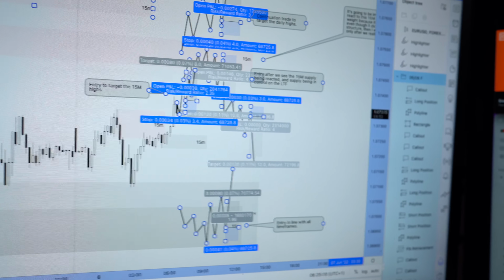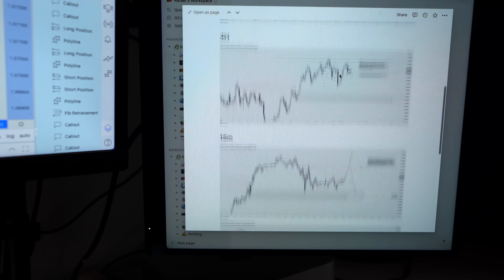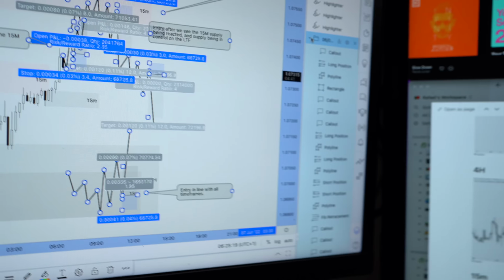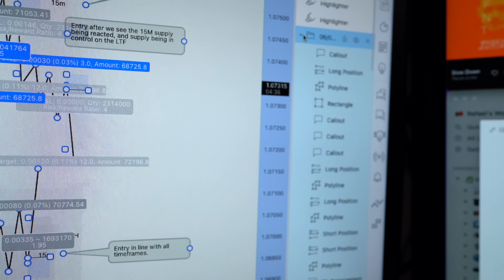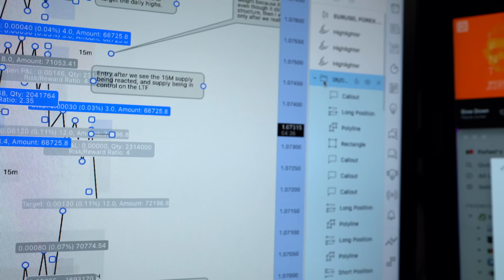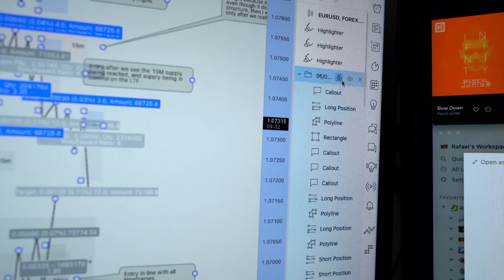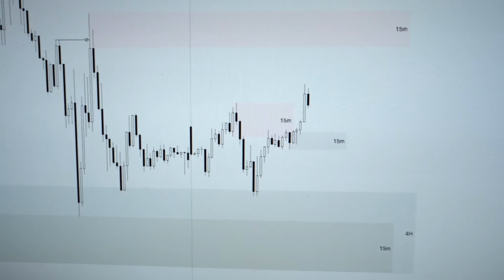Forecasting is done. I really recommend you guys to not only record all your forecasts, but also always have them in a folder for future reference. So just come up here, create a folder with everything that you have, give it a name, and then just lock it, hide it, and there you go. You have a clean chart again.